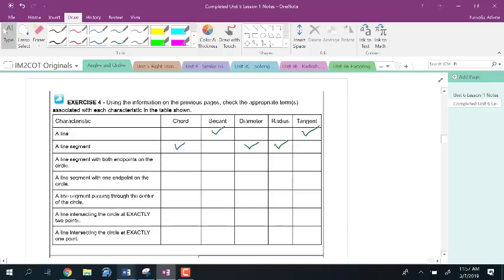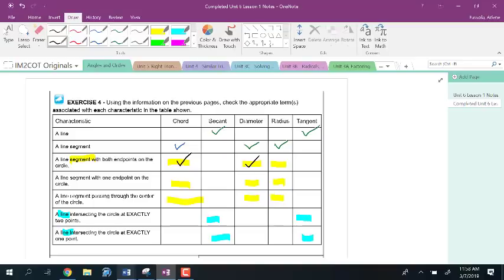So then let's look at a line segment. Since I'm talking about a segment, I can only look at those things that I checked off as being segments, as possibilities. For the ones that say a line, I can only entertain the selections that I've checked as a line as possible answers. So a line segment with both endpoints on a circle is the definition of a chord. And a diameter is just a special type of chord.